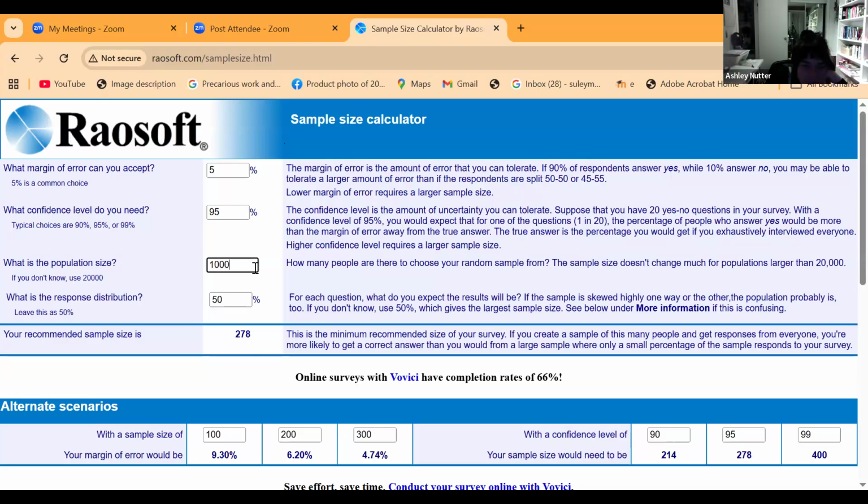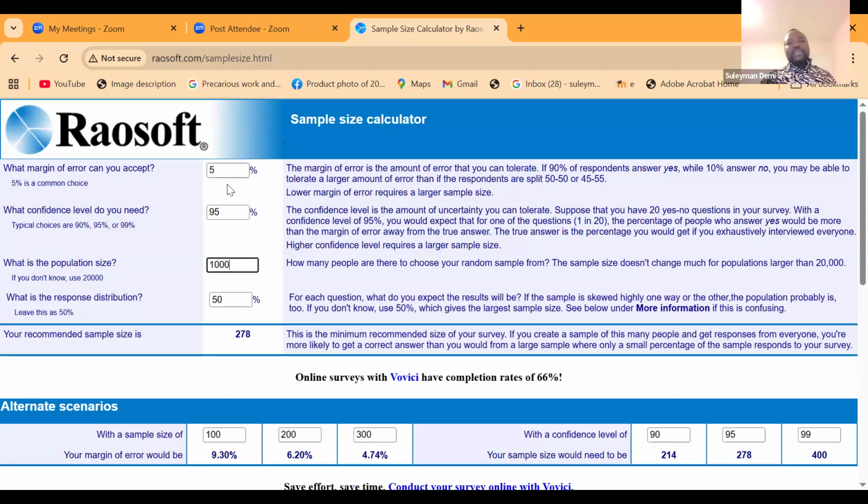Is that sample size what the system is assuming would respond to the survey? No. The sample size is the number of people that you have to interview so that the study will be representative. So that 278 is who we select out of 1,000 people? Yes. Out of the 1,000 people, we have to select either 278 or more, so that the study will be representative. Do you get it? Yes, I get it.